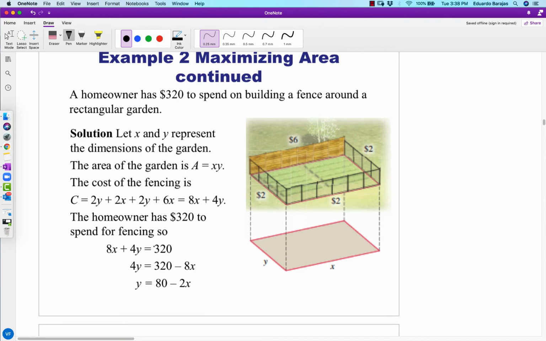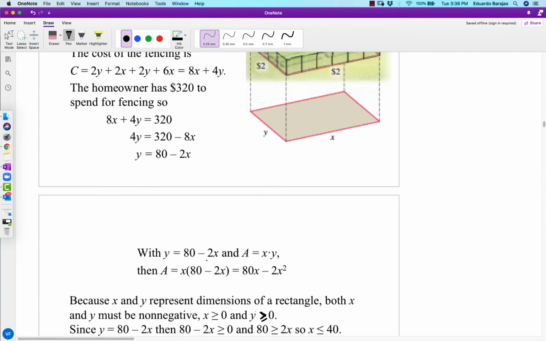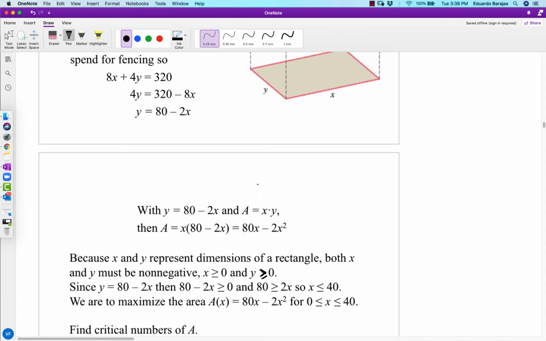So we end up with the equation 320 equals 8x plus 4y. We can solve for either variable, but it makes a little more sense to solve for y. So we have y equals 80 minus 2x. And then we can use that and substitute it into this equation. So the area must be equal to x times the new y, which is 80 minus 2x. Distributing it, we get area is equal to 80x minus 2x squared. So now we have area as a function of the variable x.